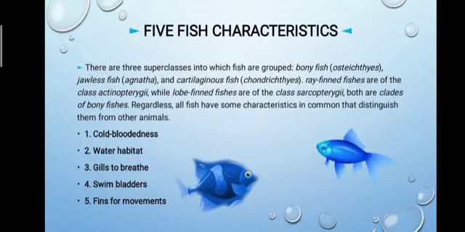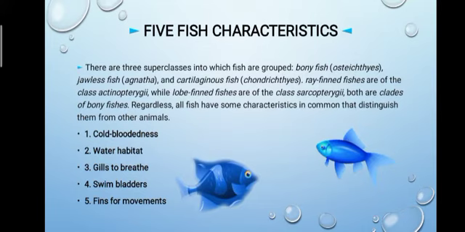The next slide is about the 5 fish characteristics. There are 3 superclasses into which fish are grouped. As I've said earlier, these involve bony fish or osteichthyes, jawless fish or agnatha, and cartilaginous fish or chondrichthyes. Ray-finned fishes are one of the classes, Actinopterygii, while lobe-finned fishes are the class Sarcopterygii. Both are clades of bony fishes.